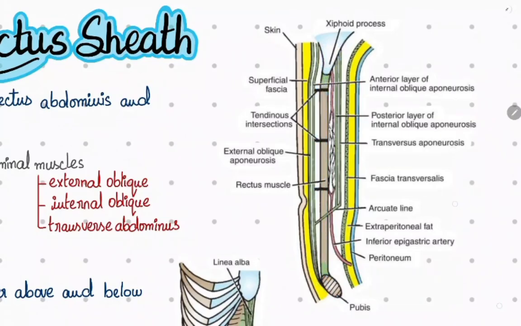These are the layers of the anterior abdominal wall. The first layer is skin, the second layer is superficial fascia, beneath it is our deep fascia, and then we have the muscular layer, and then the extraperitoneal fat and the parietal peritoneum. The inferior epigastric vessels pierce the rectus abdominis at the level of the arcuate line.